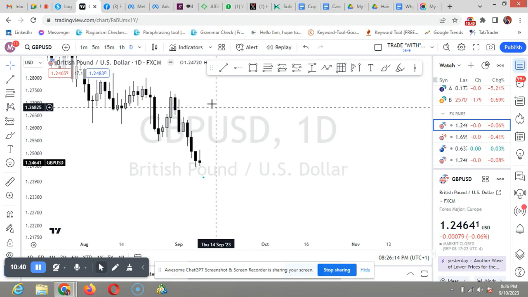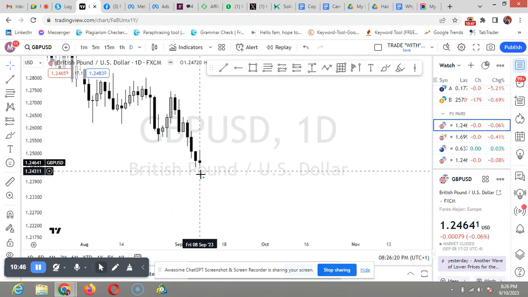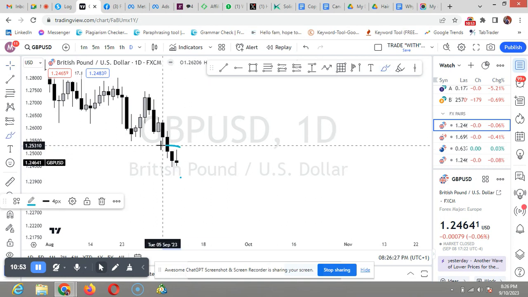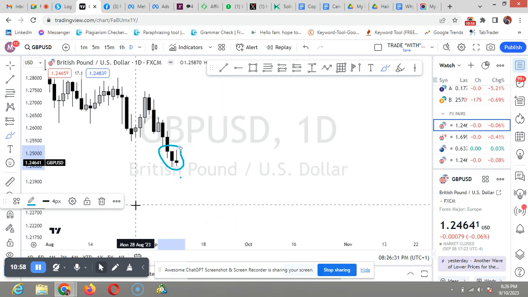All right. So look at all the candles here. This is a bearish move, right? The market is going down like this. Look at these two last candles. These ones. Can you guys see it?